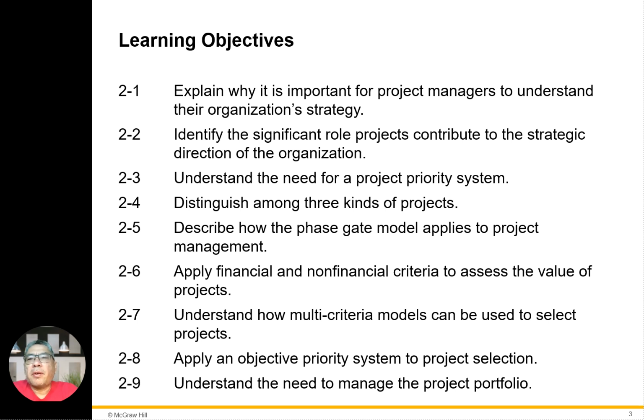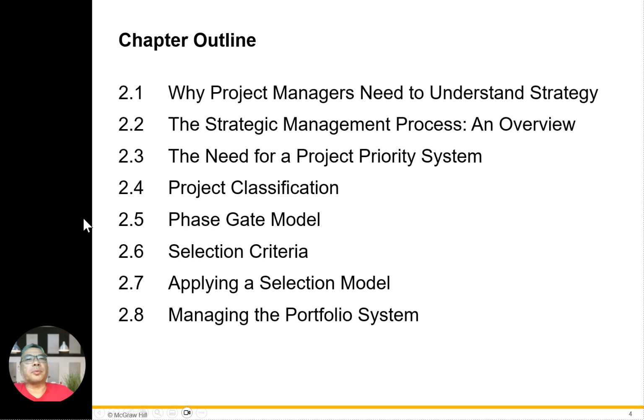Number five, describe how the phase gate model applies to project management. Number six, apply financial as well as non-financial criteria to projects. Number seven, understand how multi-criteria models can be used to select a project. Number eight, apply an objective priority system. And number nine, understand the need to manage the project portfolio. This is the chapter outline.